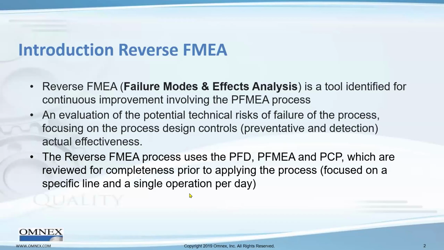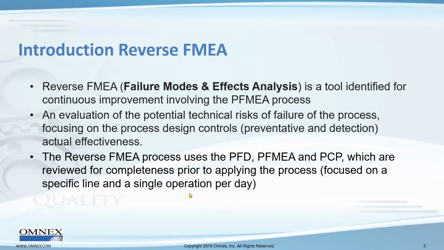Reverse FMEA is a tool to identify areas of improvement that involve the PFMEA process. It's an evaluation of the potential risk. So the purpose of doing the reverse FMEA is to confirm the rankings and ratings that we put into our PFMEA, to make sure that our preventative controls are doing what we said they would, and the occurrence level we gave it was appropriate.